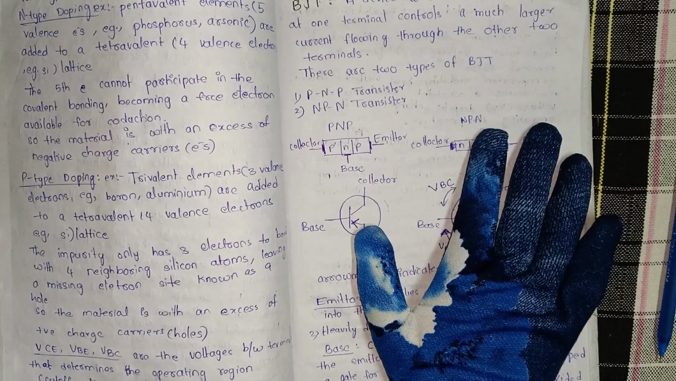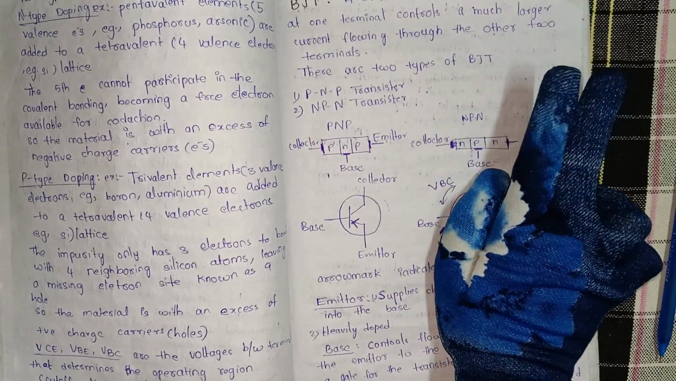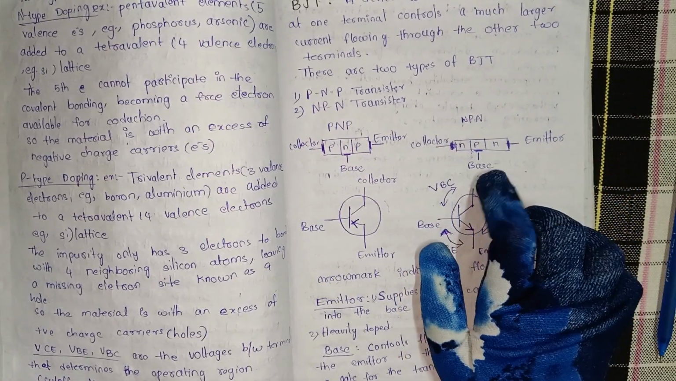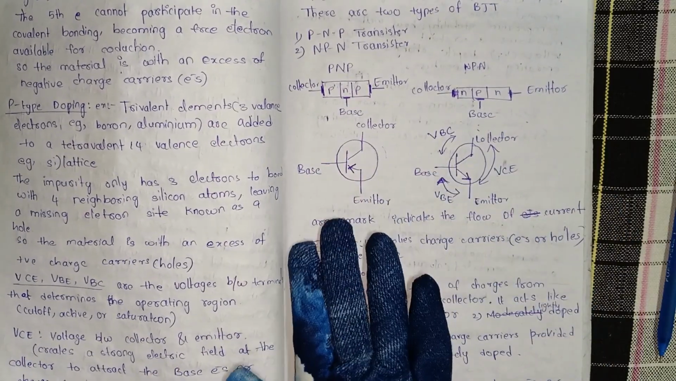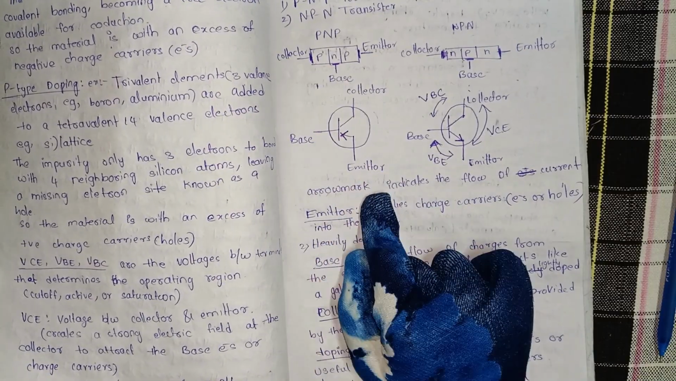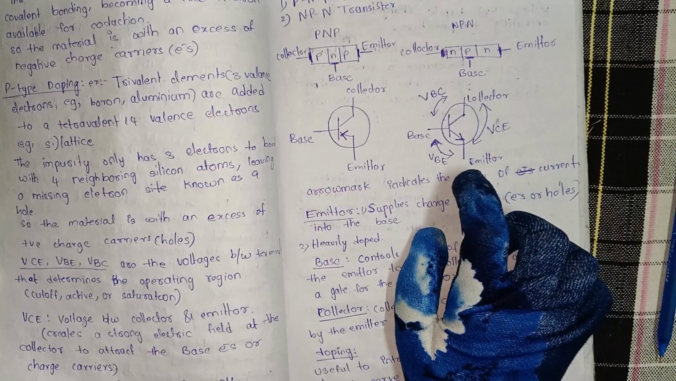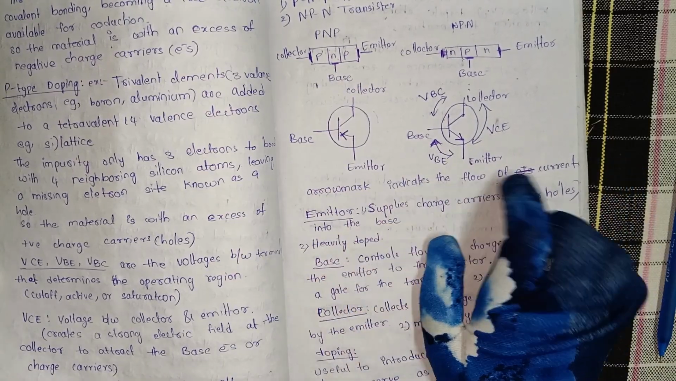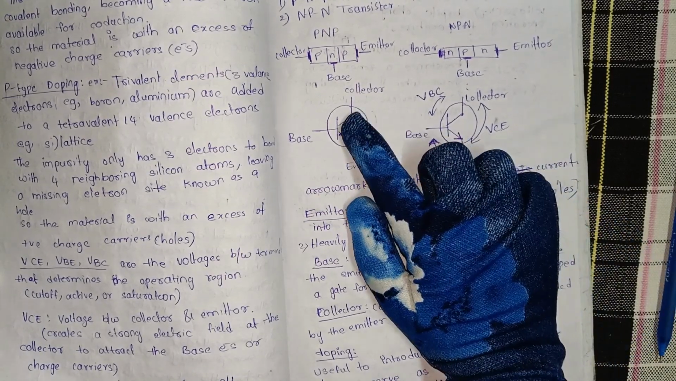And then in NPN BJT, there are two n-type materials, collector and emitter, and one p-type material, that is base. In the circuits we represent it like this. And a small correction here. In yesterday's class I said it is the flow of electrons, but it is not; the arrow mark indicates the flow of current. Okay, this arrow mark, the emitter arrow mark.